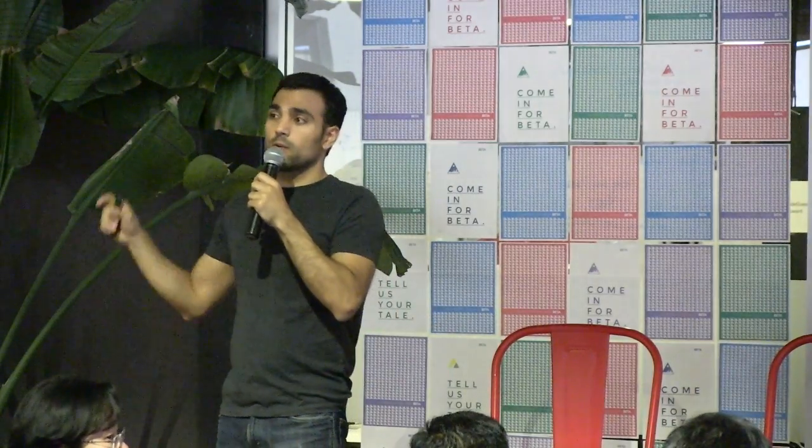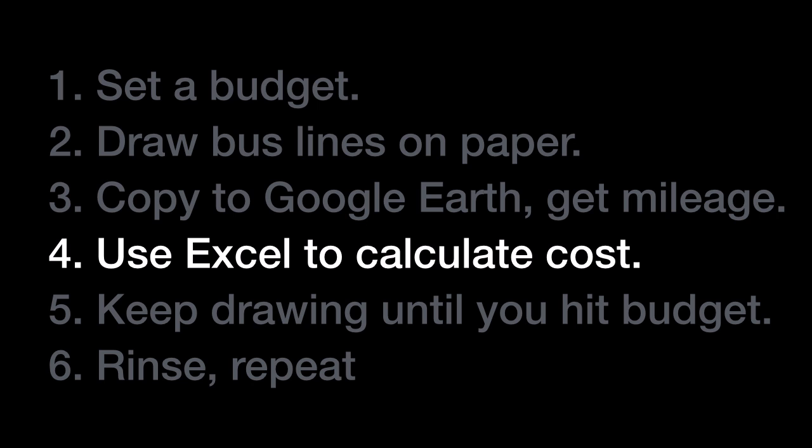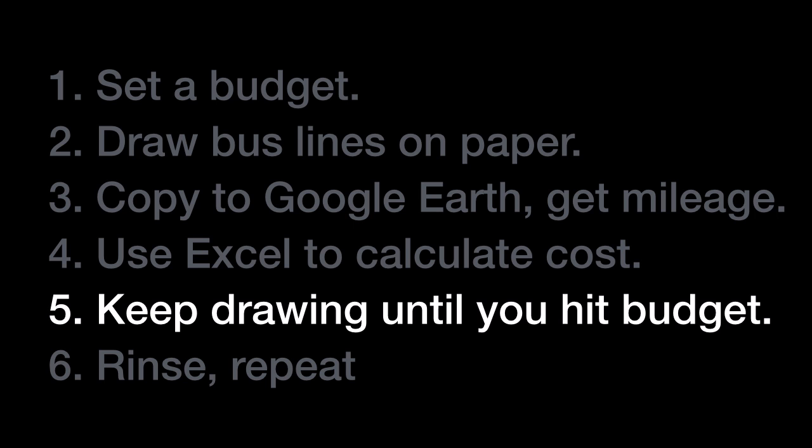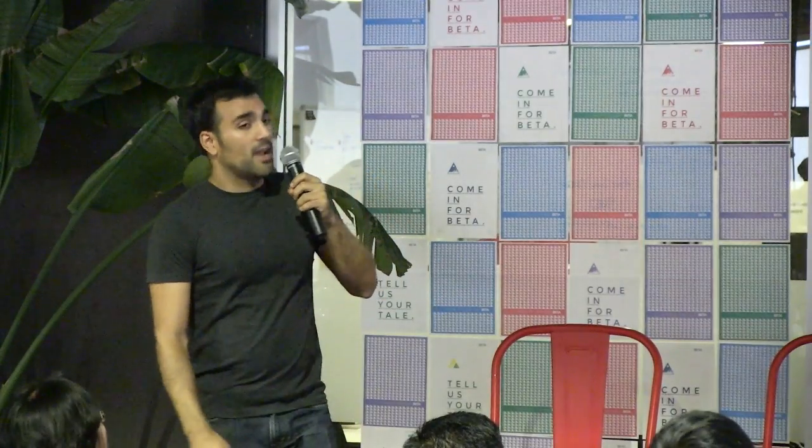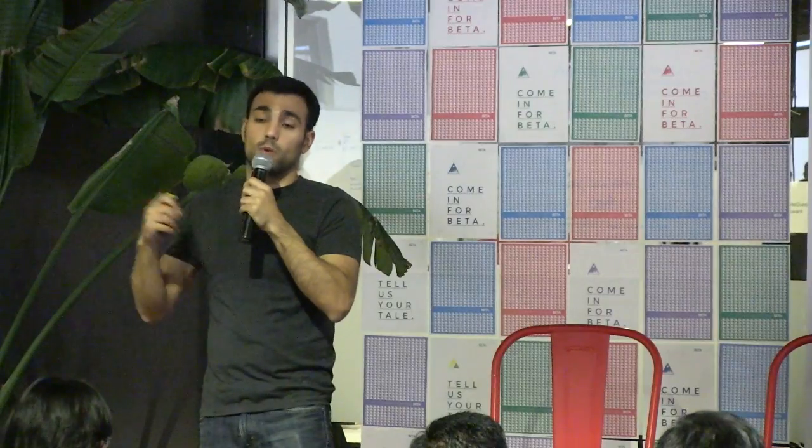Once they have that, they take it over to Excel, put it in, crunch it against some numbers to figure out how much that bus line cost. Then they feed that number back to the people at the table so they know how much budget they have left. And they keep drawing until they run out of budget. They do this over and over again until they have a couple different options for transit maps. And they start to aggregate it together to sort of get to what a new system looks like.